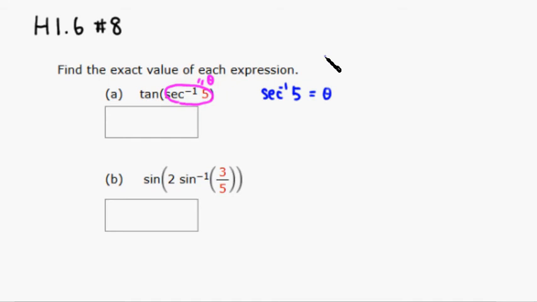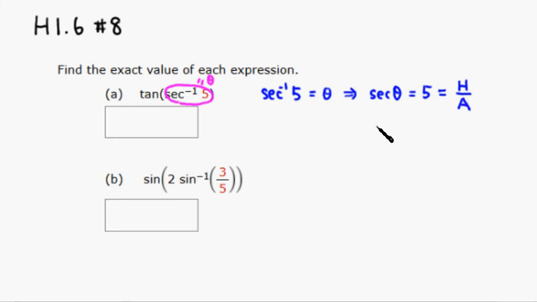Since arcsecant is too hard to deal with, I'm going to write it in terms of regular secant. So this means that secant of theta is equal to 5. Then remember that secant is the reciprocal of cosine. Cosine is adjacent over hypotenuse, so the reciprocal is hypotenuse over adjacent. Then we can draw a triangle.